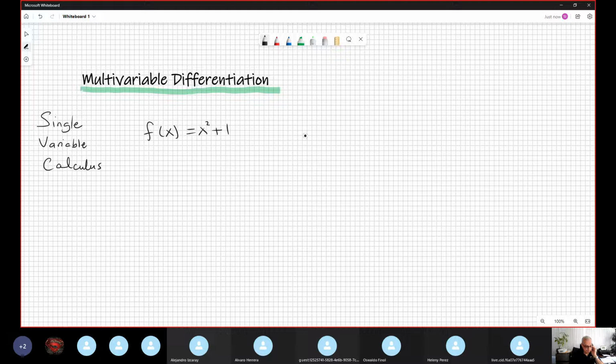Esa es una parábola. Entonces, I need to see the graph. I need to see the domain. And I need to see the range. Esa es la que cola álgebra. The graph is obvious that we are doing in 2 dimensions, 2D, XY.